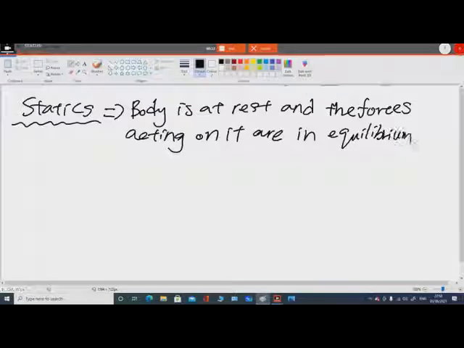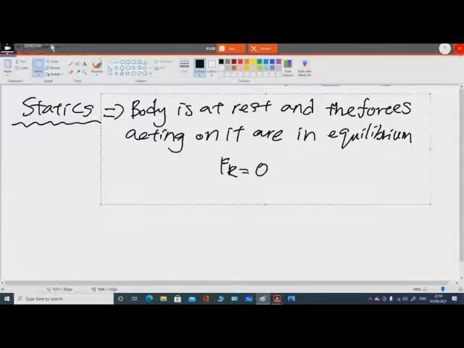So the body is in a stationary condition, and there is no resultant force acting on the object. This means that the body is at the static condition. So this is what we mean by statics.